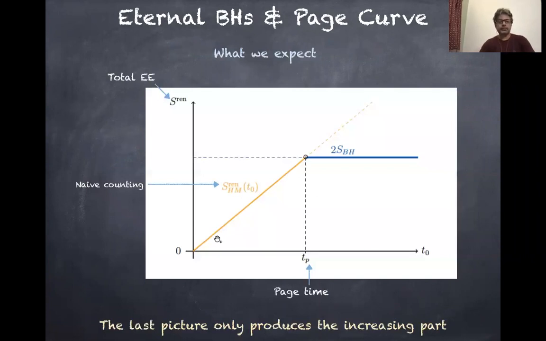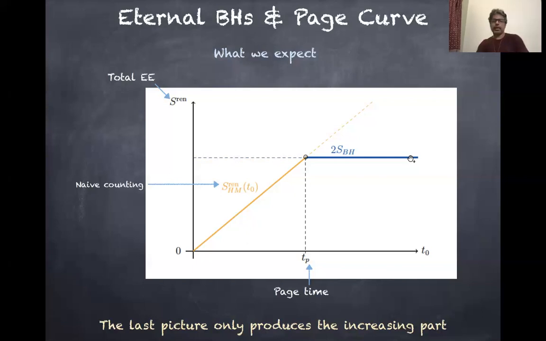We seem to have a puzzle of the following sort: if we just compute the total entanglement entropy by this naive counting, we seem to be getting a curve. Let's ignore these subscripts, etc. We seem to be getting a curve, denoted by this orangish line, which will always keep increasing forever. But that should not happen. We know physically it should come and intersect this line of 2 S_BH, and it should stop there. In other words, the real physical curve should increase to this point, and then it should plateau. Then it should be completely flat, because the entropy cannot be more than this.